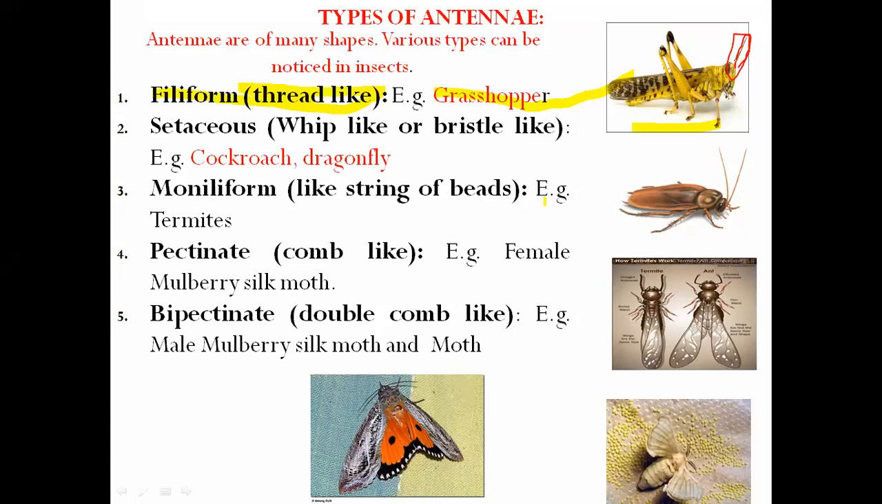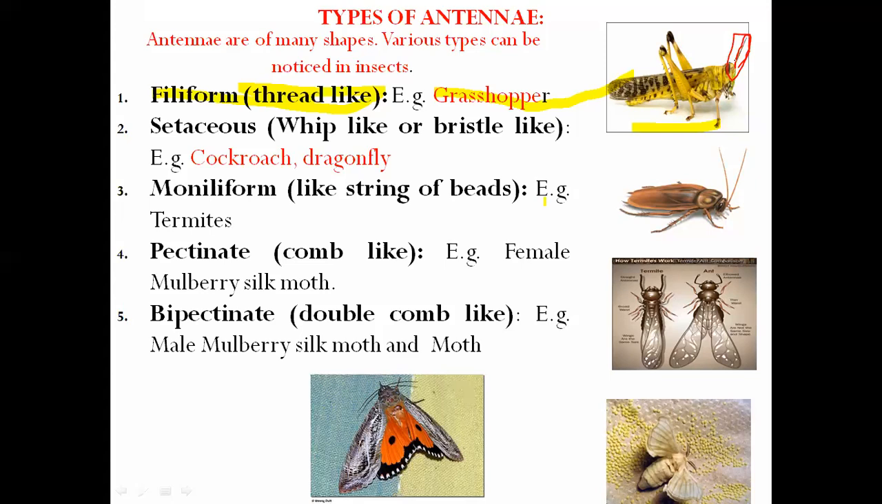In a simple way, just remember this filiform type of antenna in the case of grasshopper: all segments are equal in size, the shape is cylindrical, and from base to apex it is the same size, because there is no prominent constriction at any joint. This is the first modification, and we can say thread-like.